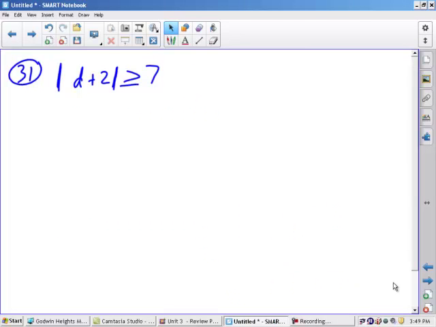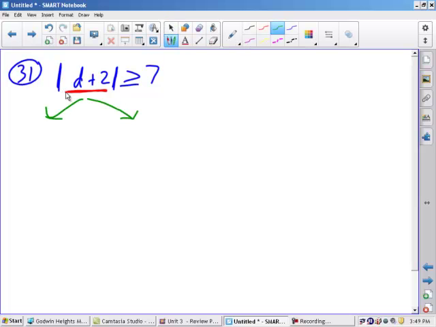Okay, 31, same thing. It asks you to find the solutions and to graph it. But this one is an absolute value inequality. First of all, realize that what they're asking is that the solutions of this are at least 7 units away from 0. So it's got to be farther than 7, and it's got to be farther than -7 away on the number line.